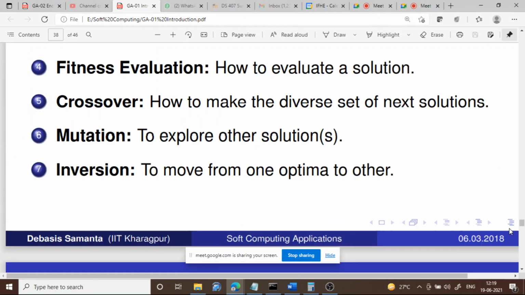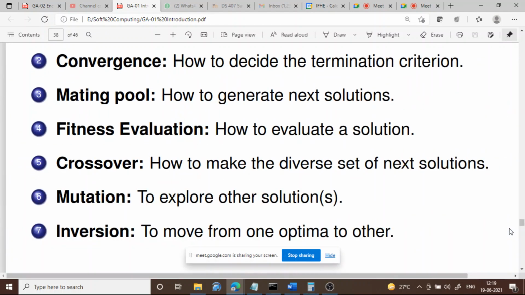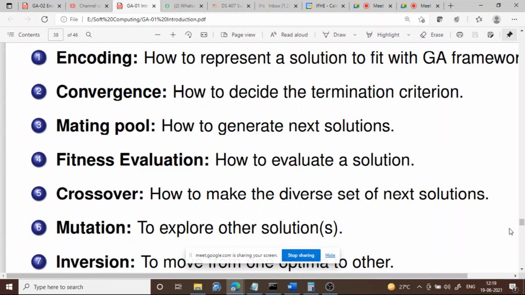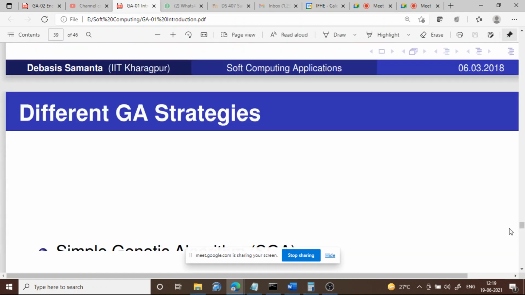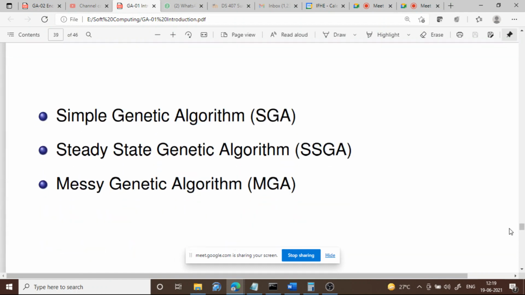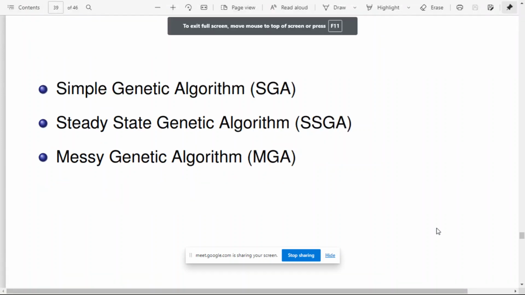So these things we have discussed, and also we have discussed the basic working of a genetic algorithm: what generally happens in a genetic algorithm to identify an optimized solution. Okay. So in genetic algorithm, initially we start with the initial population, where each individual in the initial population is nothing but one possible solution, right? And there are three types of genetic algorithms available: simple genetic algorithm, steady state genetic algorithm, and messy genetic algorithm.